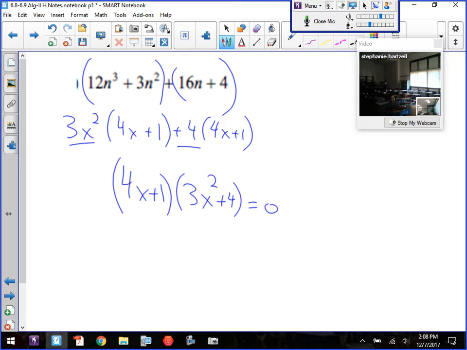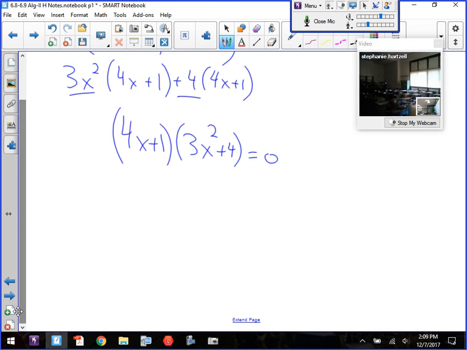Okay? Now, just for argument's sake, what would you do to find your zeros for those 2 terms? All zeros. What would you do? Yeah, you set them equal to 0. So for this one, you get negative 1/4. And this one, you're going to get x squared is going to equal negative 4 over 3.